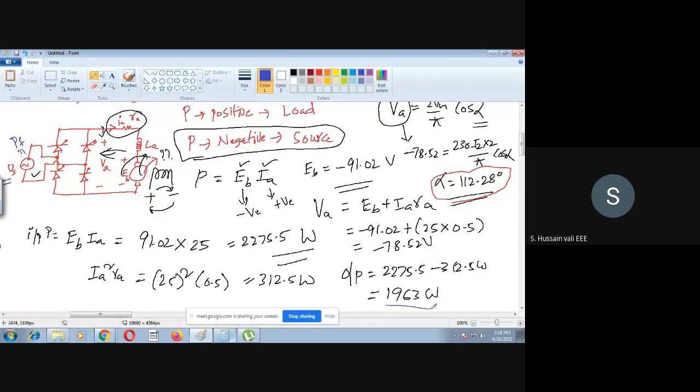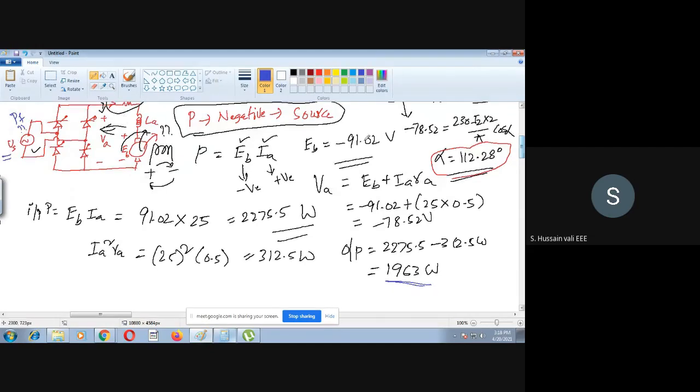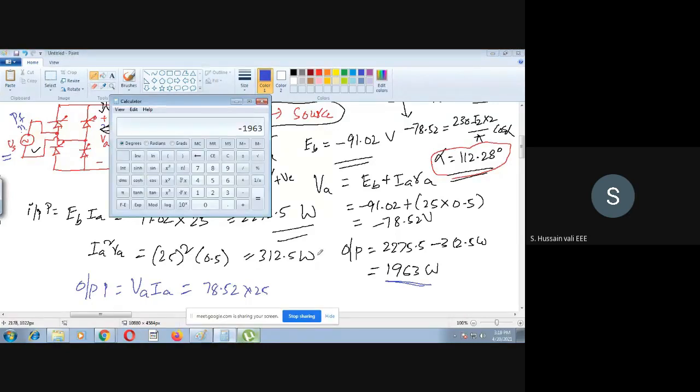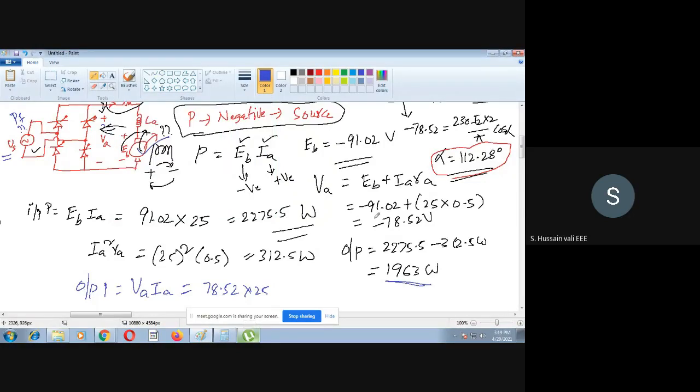We can find out this answer in other way also. How to find out the other way is that, see, VA into IA is the output power. See, now the motor is acting as a generator. So here it is generating, then there are some losses, then remaining is this power. VA value how much we got here just now? 78.52 into 25. So this way also you can find out, we must get more or less same answer. Yeah, we got the same answer. 1963 watts. So this is how you find out the power that is going back to the supply. Okay, this is the answer for the second question.